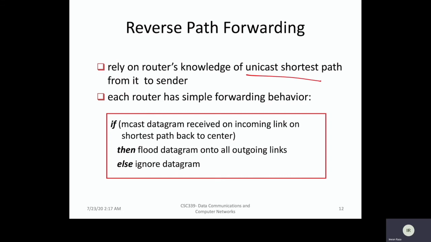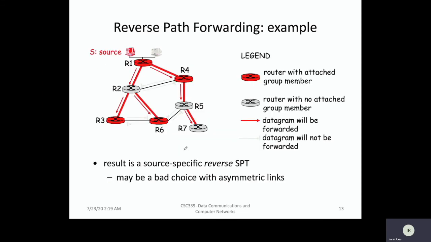Else, it will ignore the datagram. It will not forward it to the outgoing interfaces. So this is an example of reverse path forwarding.